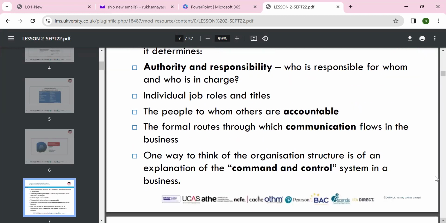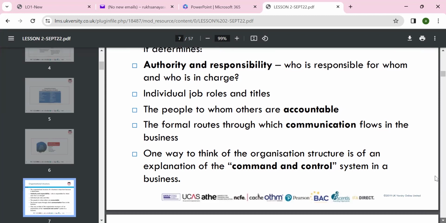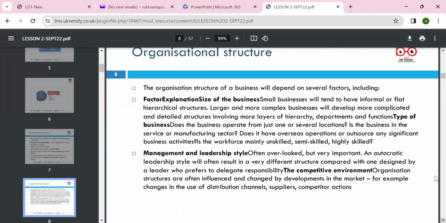Communication is always two ways. We need effective communication between managers, subordinates, middle levels, and all. So we command and control, who is responsible first. We can delegate powers, and we can look around the style which needs to be adopted. Organization structure of the business depends on several factors, including the potential size of the business, which we can look around. Small businesses will tend to have an informal or flat hierarchical structure, which we can look around in a minute.